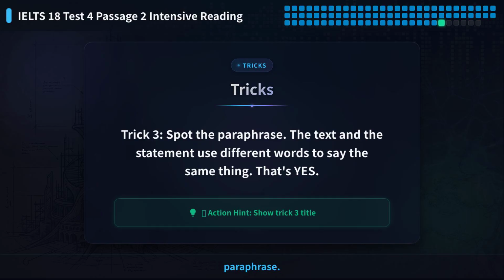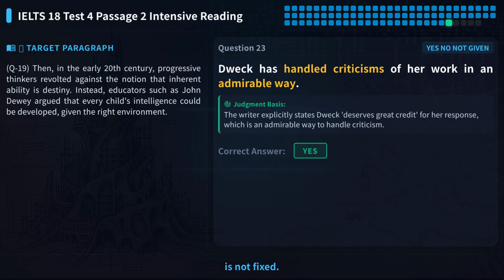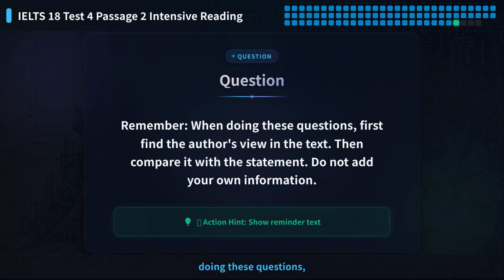Trick 3. Spot the paraphrase. The text and the statement use different words to say the same thing. That's yes. For example, question 23. The text says intelligence is not fixed. The statement says ideas about intelligence changed. That's a paraphrase. Remember, when doing these questions, first find the author's view in the text. Then compare it with the statement. Do not add your own information.